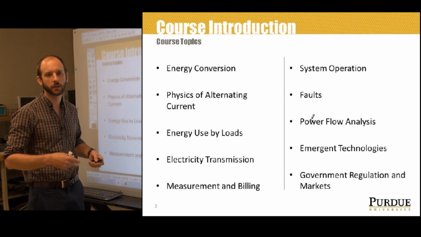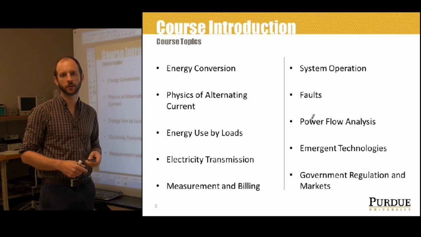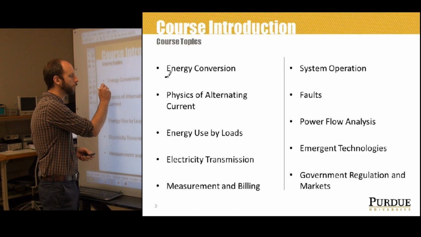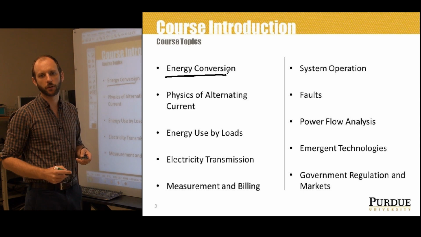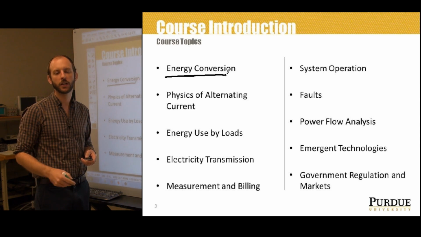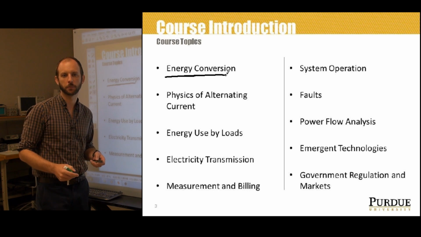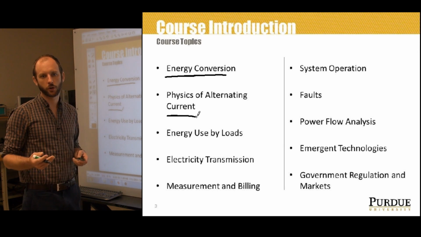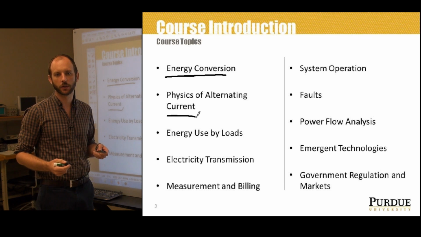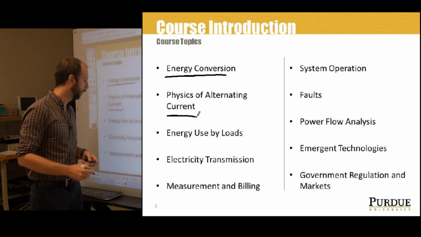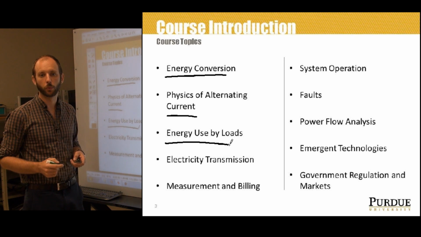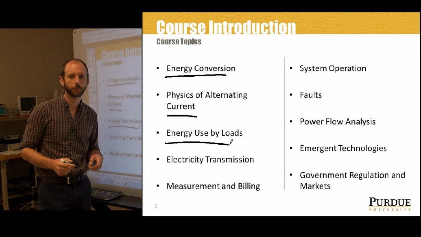ECET 273, like I said, is an introductory course on modern energy systems. It's going to cover the following major topics. The first is how energy is converted from forms such as coal and sunlight into the electrical energy that's transmitted on the grid. We're then going to talk about the physics that govern charge, voltage, current, and power in alternating current systems. And we're going to look at how electrical energy is used to do useful work by the loads that are connected to the grid.